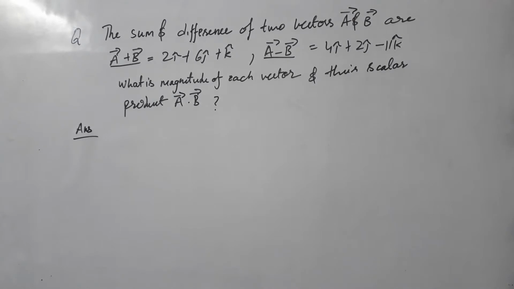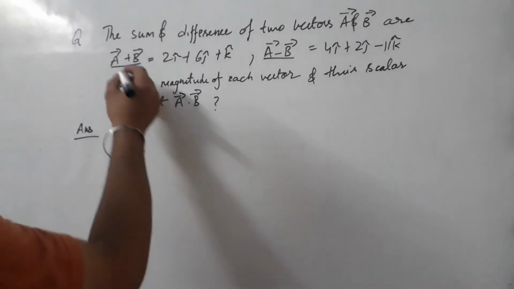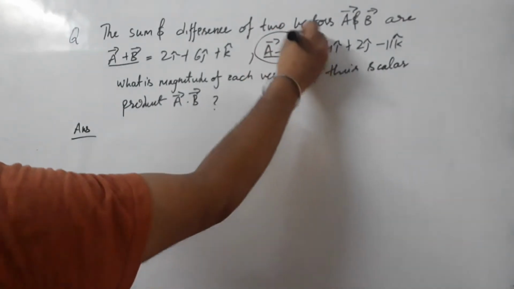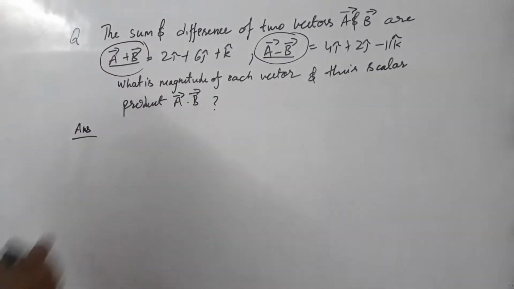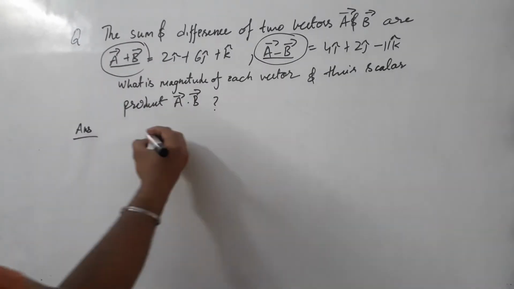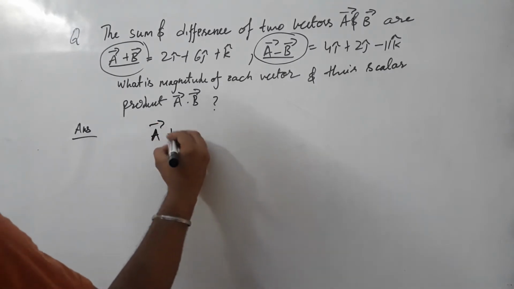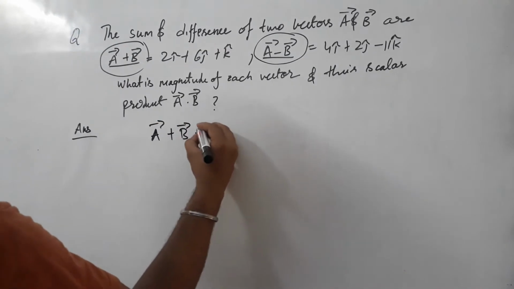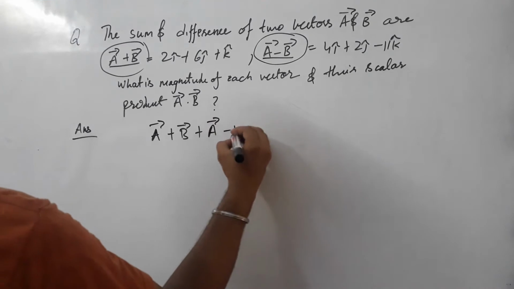The question is in front of you. Have a reading of that. Side by side we will be starting with the question. Now we have been given a minus b and a plus b values. Just add both the equations, left side with the left side and right side with the right side.